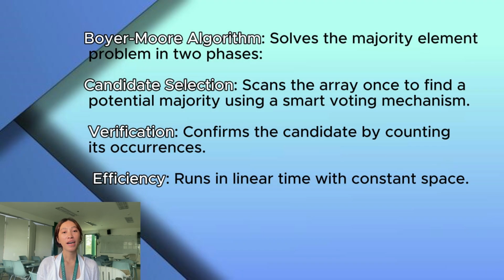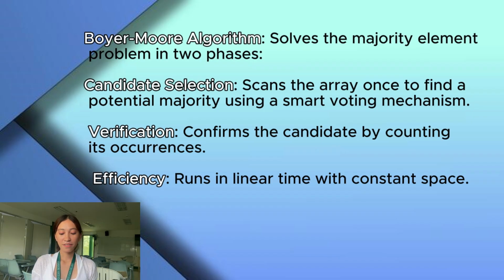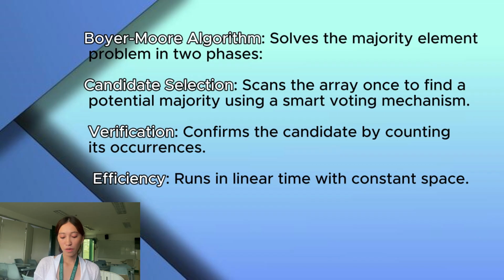The Boyer-Moore algorithm solves this problem efficiently in two phases. The first phase is the candidate selection, where we scan through the array and find a potential candidate for the majority element. The second phase is verification, where we count the occurrences of that candidate to confirm it is indeed the majority. This method uses a smart voting mechanism to balance counts, which lets it find the candidate in just one pass while using constant memory.